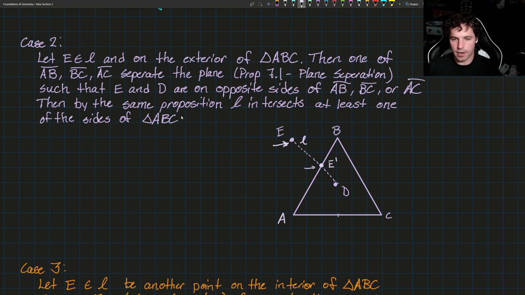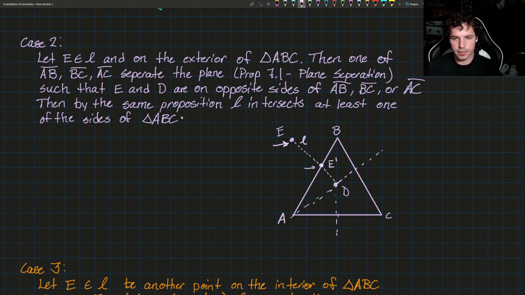And we could do this for any of the other conditions, right? It could go this way, it could go this way. If it intersects at a vertex, it's still part of one of the sides, at least one of the sides. In this case, it's just part of two. Okay, so that's case 2.